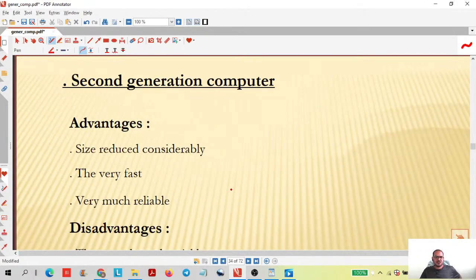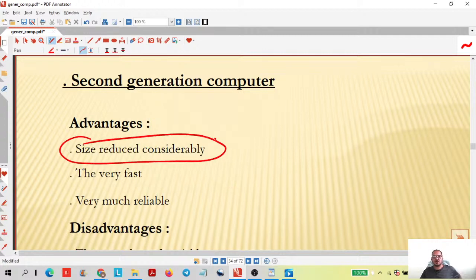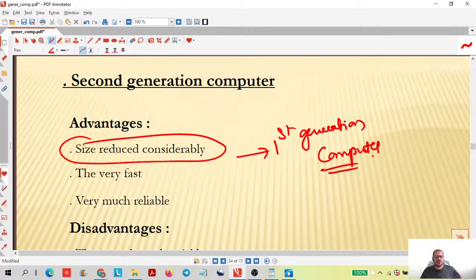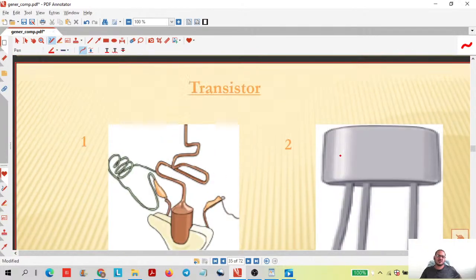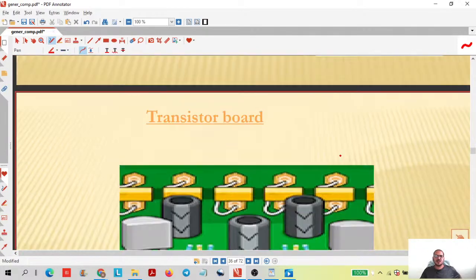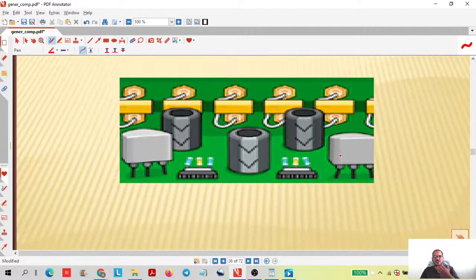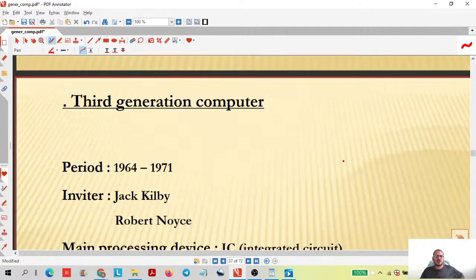So second generation computer, the size is reduced. The size of the computer is reduced considerably compared to the first generation computer. Its size is considerably reduced, and it is very much more reliable compared to the first generation. As you know, these transistors and all, I think in the physics practical and all, I think you know this.